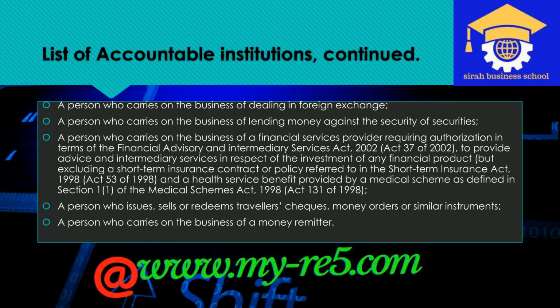List of accountable institutions continued. A person who carries on the business of dealing in foreign exchange. A person who carries on the business of lending money against the security of securities. A person who carries on the business of a financial services provider requiring authorization in terms of the Financial Advisory and Intermediary Services Act, 2002, Act 37 of 2002.